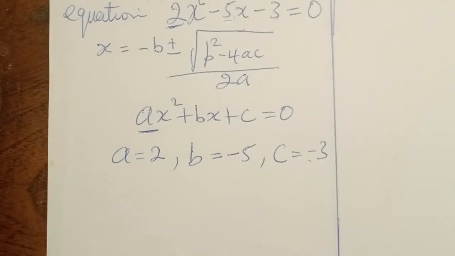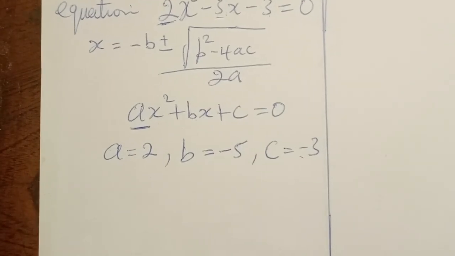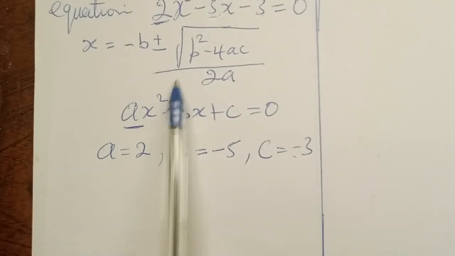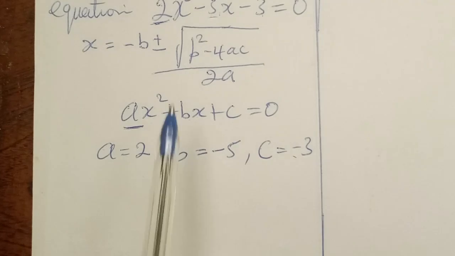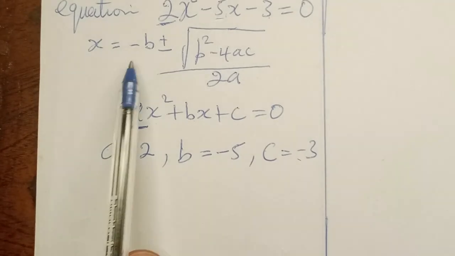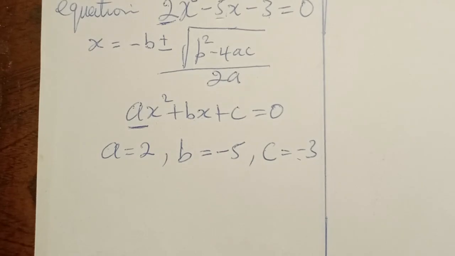When this has been done, we now need to start feeding the various values into the quadratic formula that you can see here. Now, if we look at this minus b, as you can see, we represent it again.